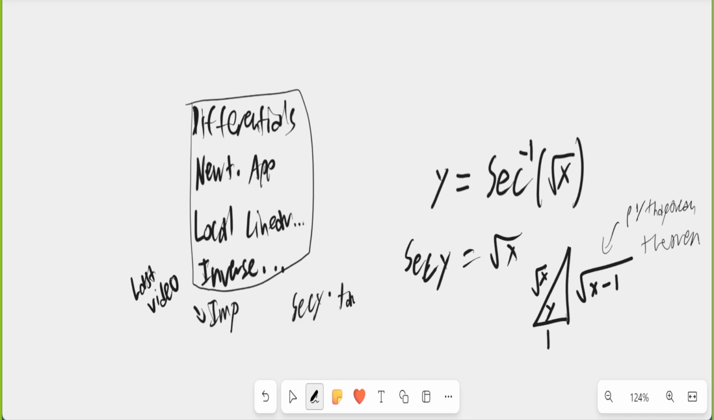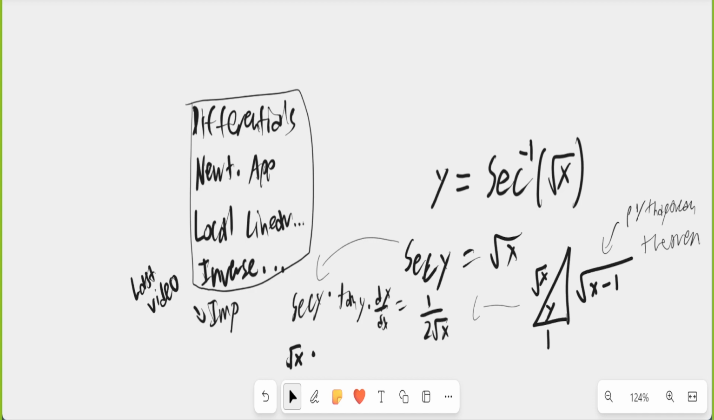Boom, tangent y dy/dx is equal to 1 over 2 square root x. So secant y we know is square root x. We can look at the triangle or we can look at the original function. And I'm going to switch my work to up here once I write this out because there's not enough space. Secant y, tangent y. What is tangent y?